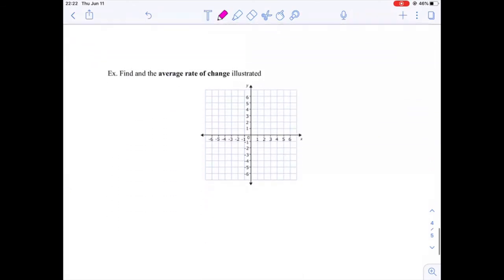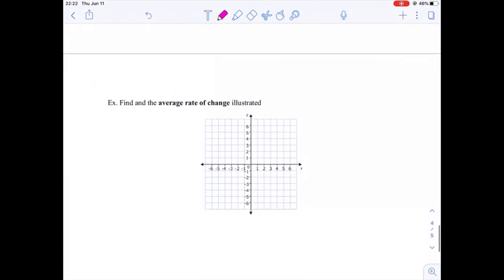Now we have another example, or the last example, which talks about the average rate of change. We have the points (0, 0) and (3, 3) here. We have this graph of a function, a linear function, and we want to find the average rate of change. The average rate of change is given by f.